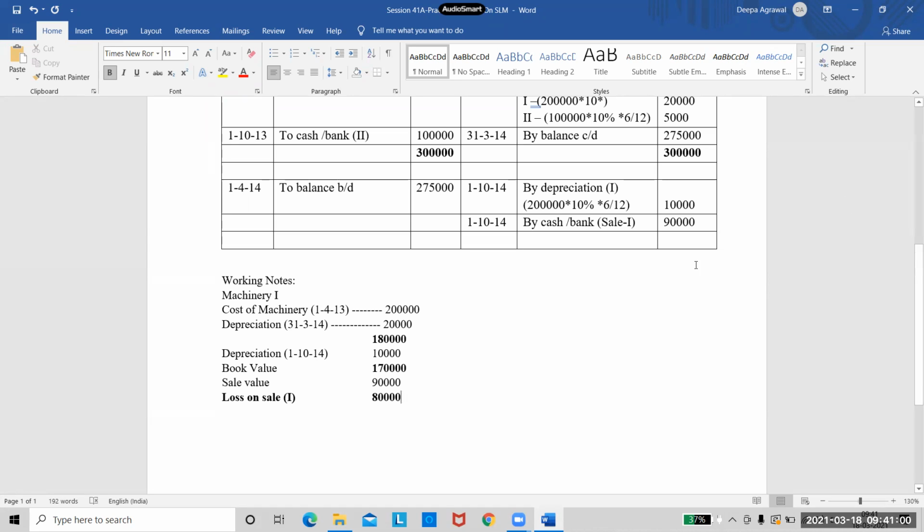Right? So now come back to your credit side. Write the entry again as 1/10/2014. Write it as by loss on sale of first machinery. And the loss is 80,000. Are we clear? So is this part done? Right?